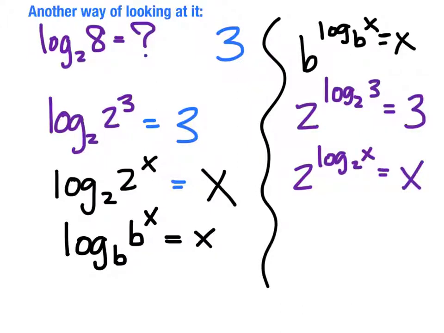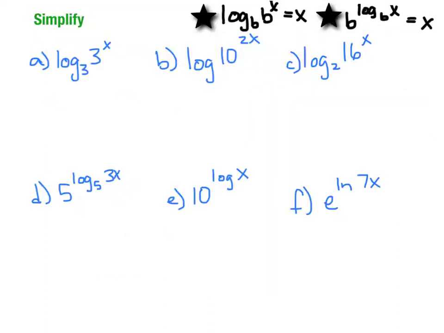Alright, so let's do some examples. Alright, so we have the properties listed up here. Log base 3 of 3 to the x. And I'm just trying to simplify that. Trying to say, what is this the same thing as? Well, this looks a lot like this, doesn't it? If you were to replace these b's with 3's. So if log base b of b to the x equals x, what do you think log base 3 of 3 to the x equals? That's right.